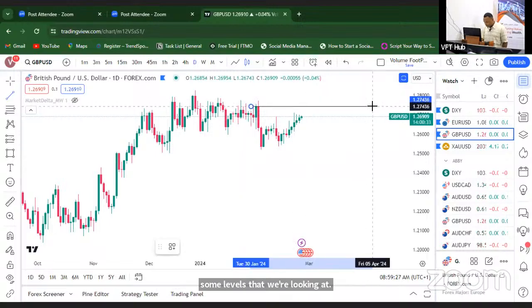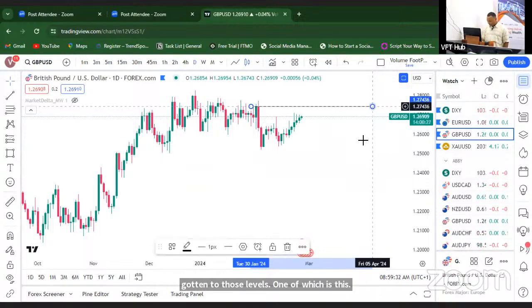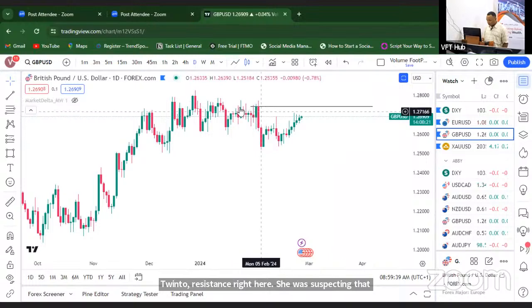One of which is this twin tower resistance right here. So we're suspecting that the GBP USD may be willing to trade all the way above here to grab this liquidity that is residing here.